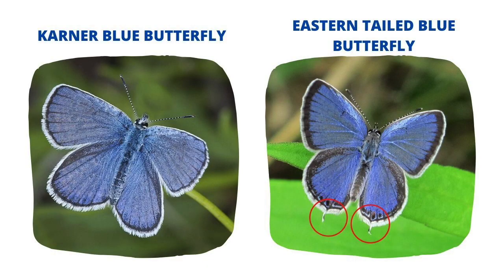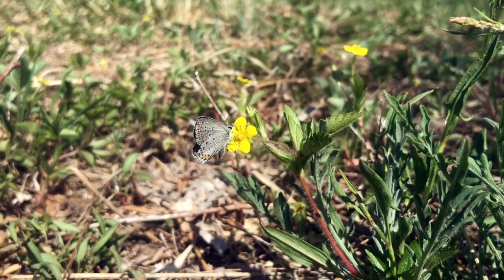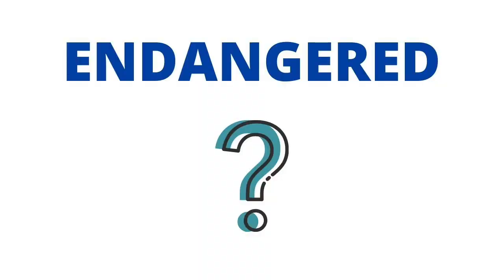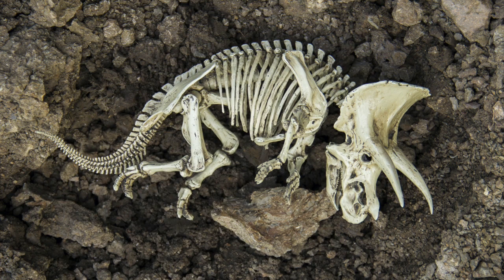Karner blue butterflies are commonly mistaken for eastern-tailed blue butterflies, which are also commonly found in this area. The easiest way to tell the two apart is that the eastern-tailed blue has little tails at the bottom of its wings. Do you see? Unlike the eastern-tailed blue, the Karner blue butterfly became federally endangered in 1992. Do you know what it means to be endangered? Endangered is when a population of the animal is so low that they are in danger of disappearing from Earth entirely.